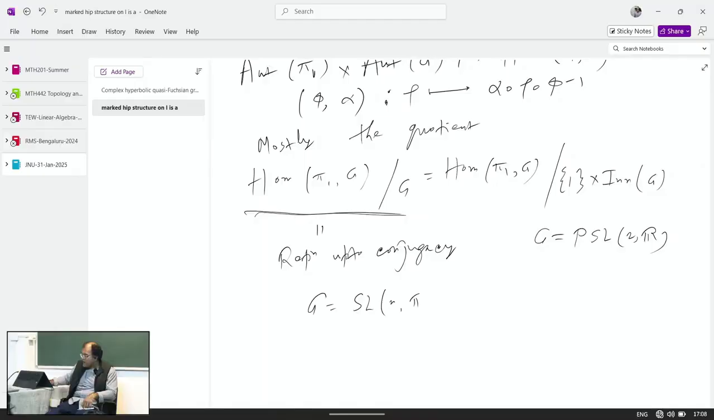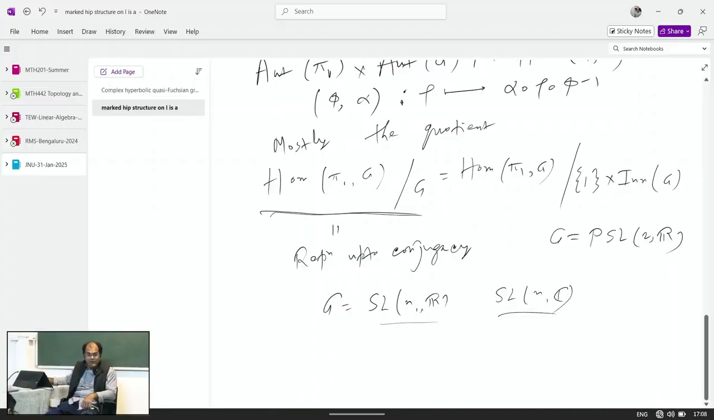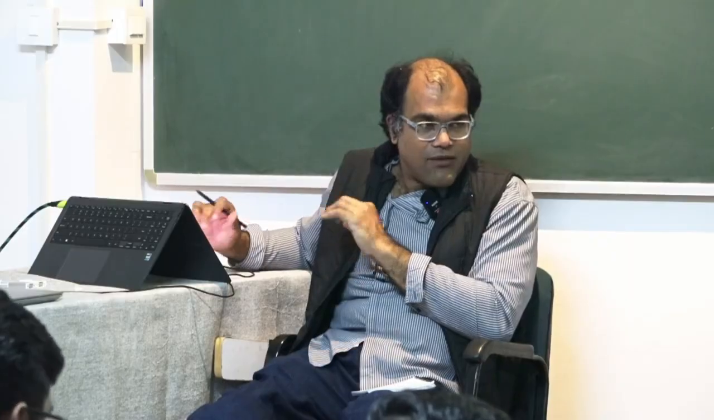Nowadays there is a modern trend to look at these spaces when G equals SLNR or SLNC. There are analogs of Teichmuller space in these setups. There is also a nice ball of certain dimension, and a lot of research is going on in this direction. But that is not the aim of my lecture in this short time.